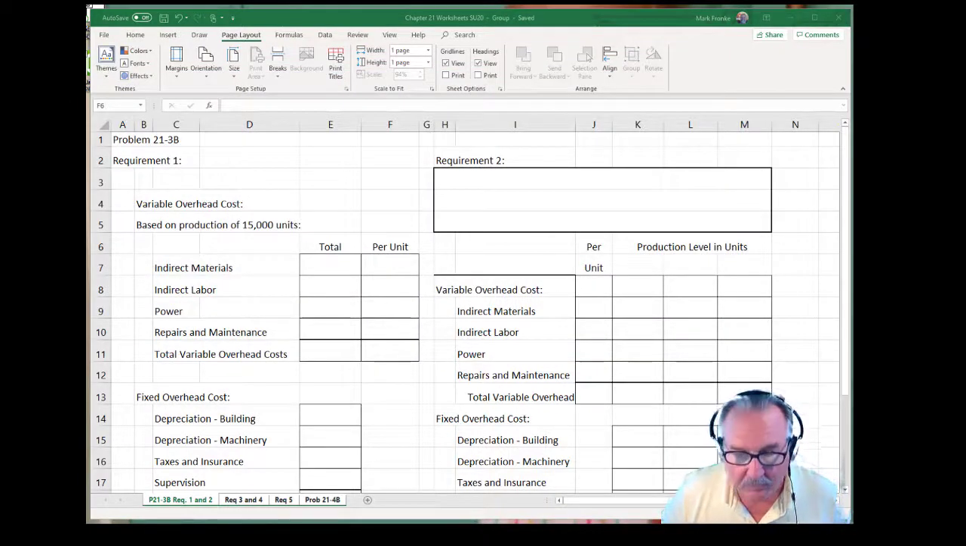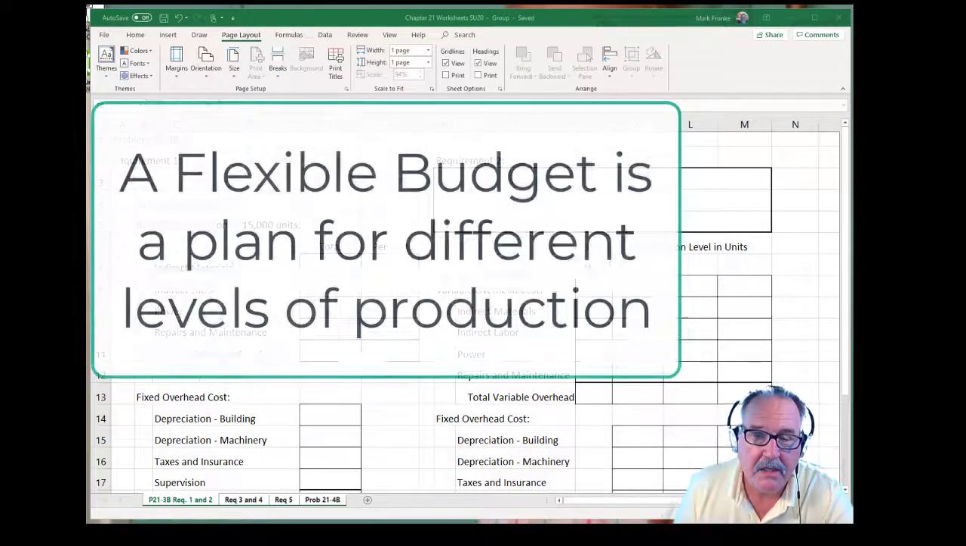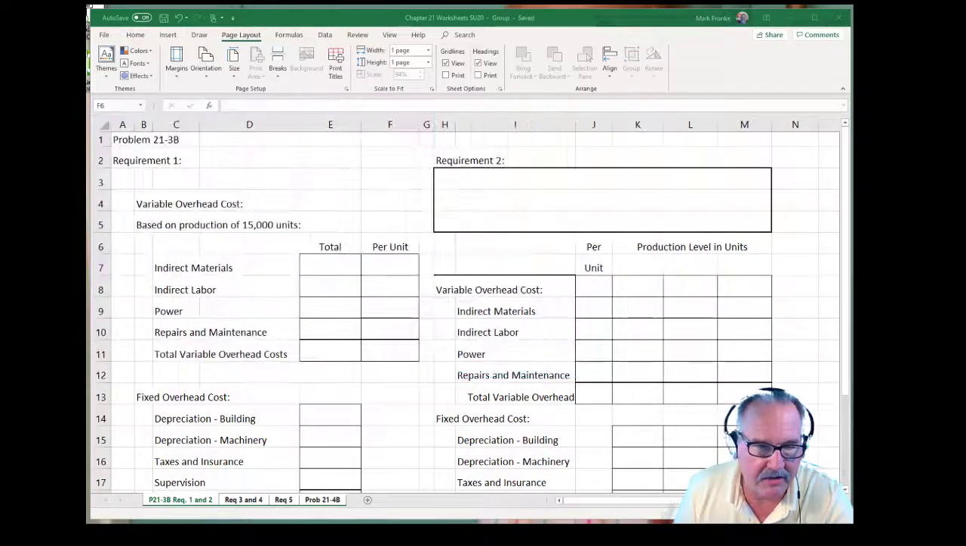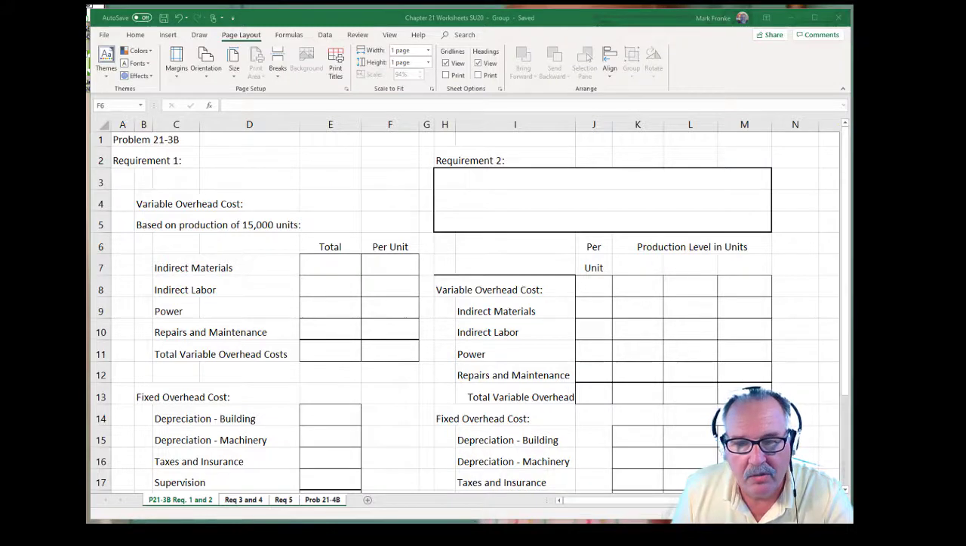So, we're going to start by just talking about planning. We just went through the planning, the master plan, and this chapter is focused on a different type of planning called flexible budgeting, and we'll also do some standard costing stuff. So this is very specific to a manufacturing environment where you are anticipating different levels of production.